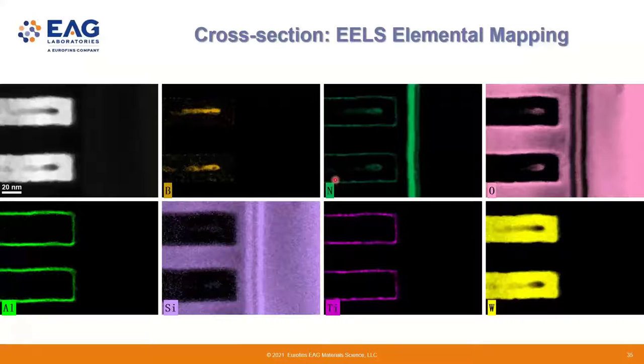And then in this case, this map here for boron is basically by direct edge density calculation. There's no multiple linear least squares fitting here. Okay. Because the signal is so strong.